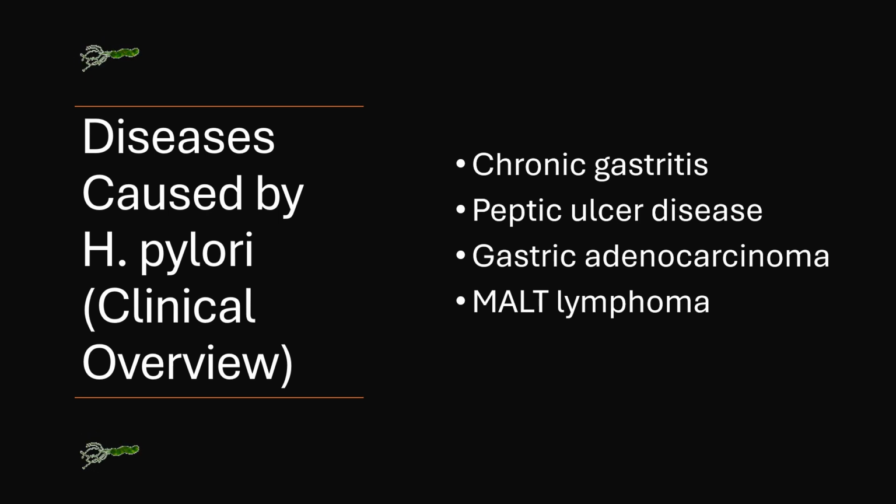In terms of disease, H. pylori is responsible for a wide range of conditions. The most common is chronic gastritis, which is inflammation of the stomach lining. It is also a major cause of peptic ulcer disease. In addition, long-term infection increases the risk of gastric adenocarcinoma. H. pylori is also associated with MALT lymphoma, which is a cancer of the stomach's lymphoid tissue.